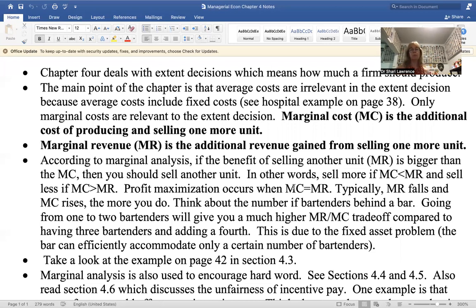There's a homework problem where it's going to ask you how much this company should produce. You're going to look at the marginal cost and the marginal revenue, and where that equals, that's where you should produce. Or if you keep going until you get to a point where marginal cost is greater than marginal revenue, then you drop back down.